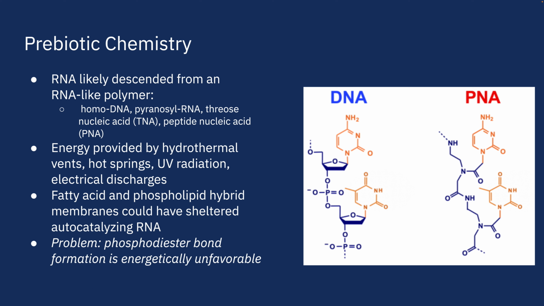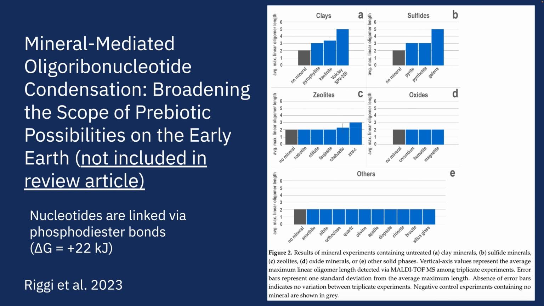I'm not going to go into this next part, but fatty acids and phospholipid membranes could have sheltered these autocatalyzing RNAs. This is something that is brought up and actually discussed in the paper, but it's a little bit out of the scope of what I'm trying to do today. The real problem, though, is that the phosphodiester bond that connects these monomers is energetically unfavorable. It's about 22 kilojoules per mole to try and form that bond.